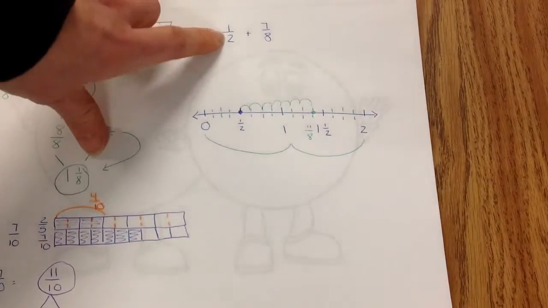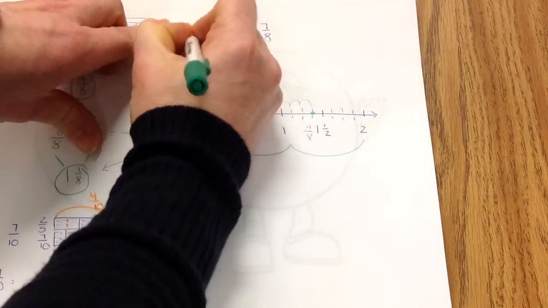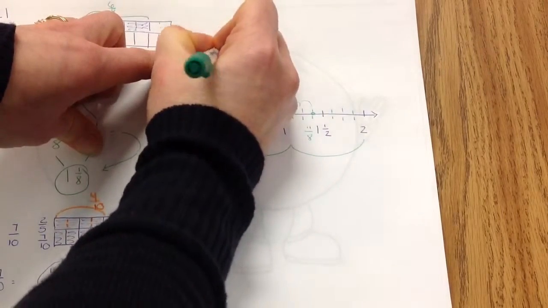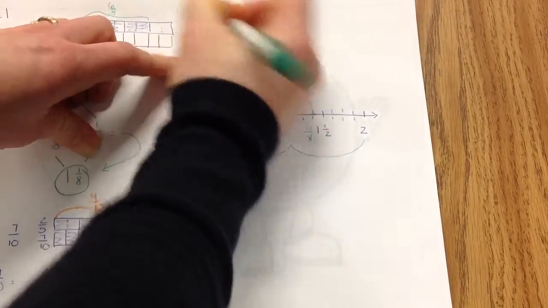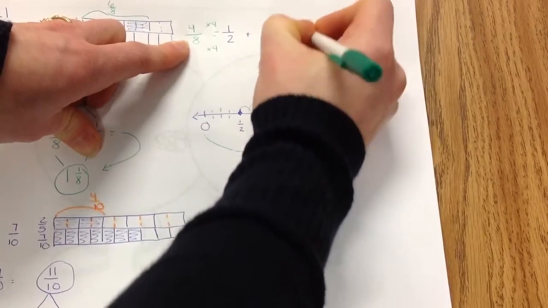You could double check this by turning a half into an equivalent fraction. Then equaled eighths. How do I get from 2 to 8? Well, I go times 4. What do I do to the bottom? I do to the top. 1 times 4 is 4. 4/8 plus 7/8 equals 11/8.